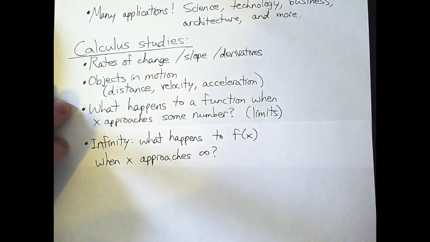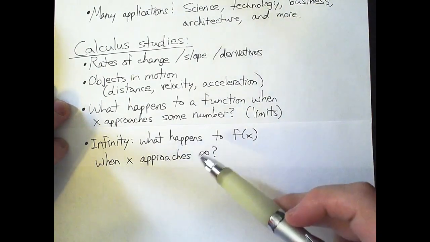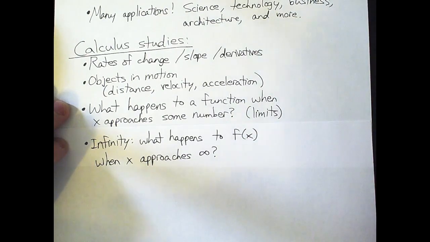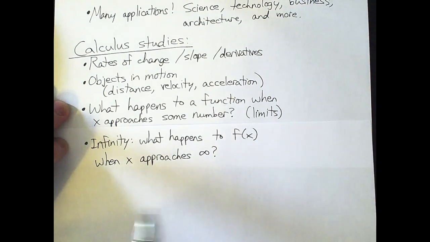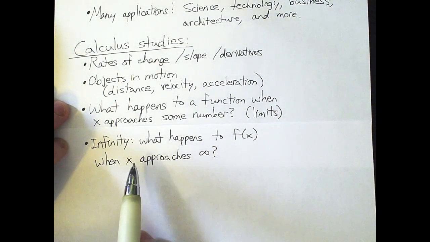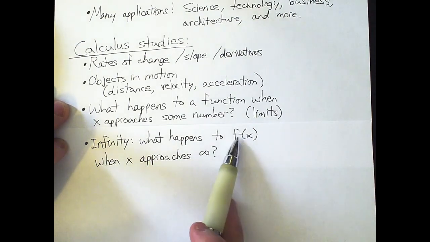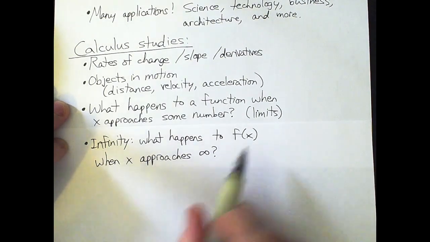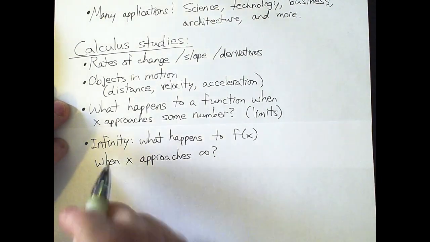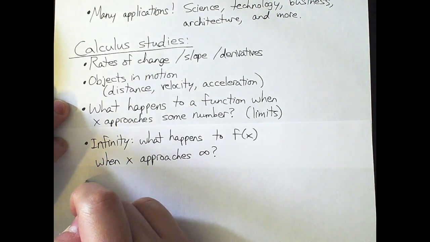Infinity is not really a number. x could never actually equal infinity, but x could approach it. The idea of x approaching infinity is the idea that x is growing larger and larger and larger forever. What's happening to the function as that happens? Does f of x also become infinity? Well, it might or it might not.